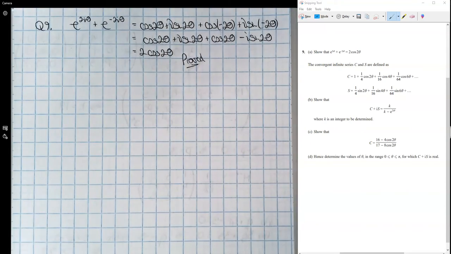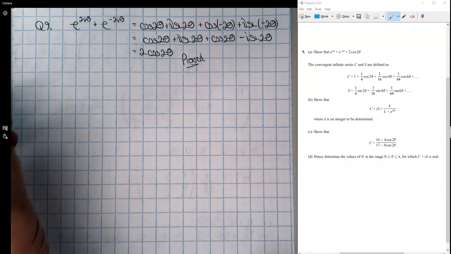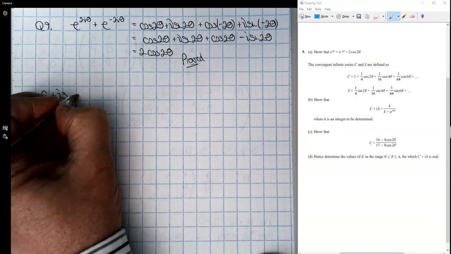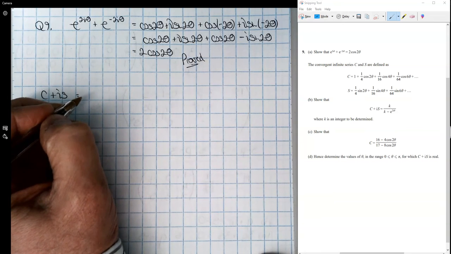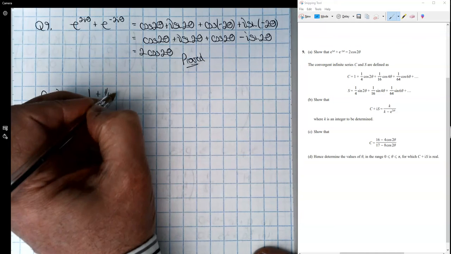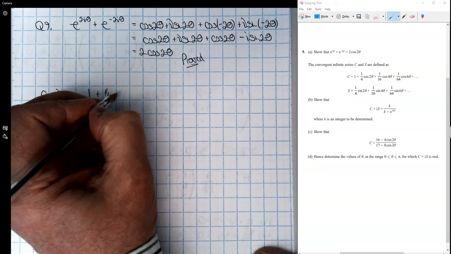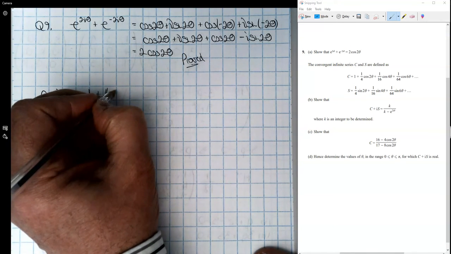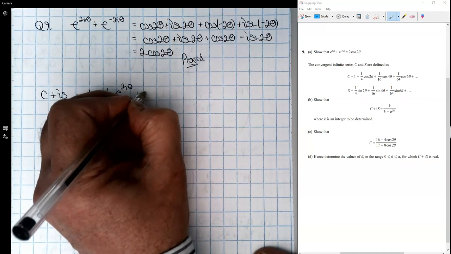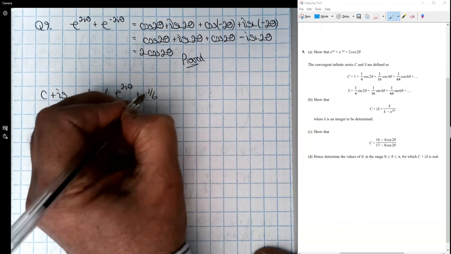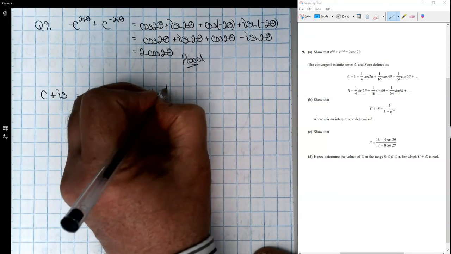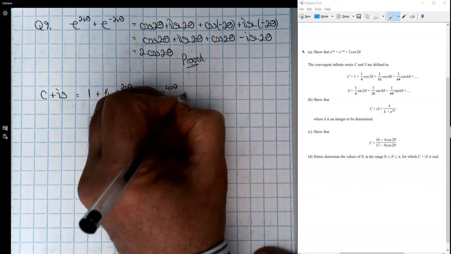Okay, next bit. So we've got two series. We want C plus iS. So C plus iS, and we're going to combine if we've got the same angle. So it's 1 plus a quarter cos 2 theta plus i sine 2 theta, which is e to the 2i theta, plus a 16th cos 4 theta plus i sine 4 theta, which is e to the 4i theta, plus.